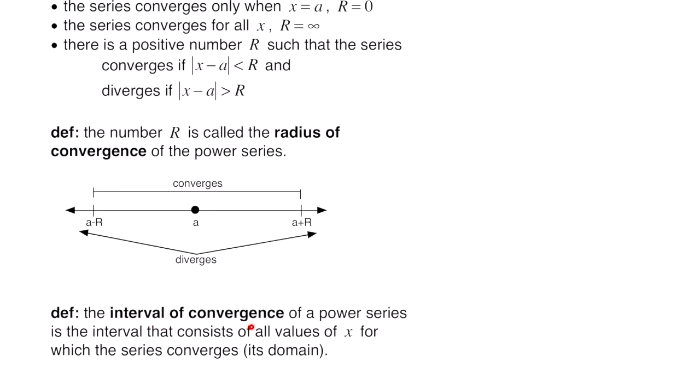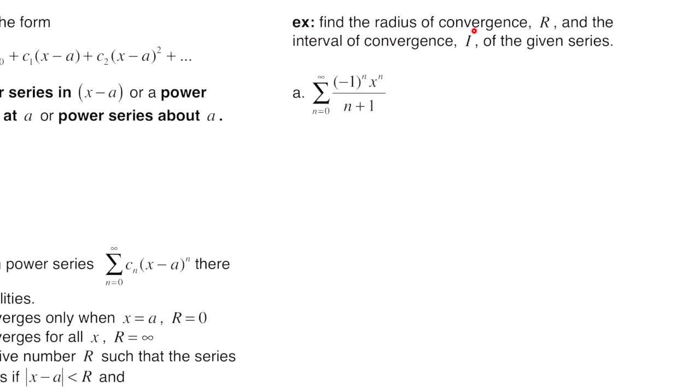And that leads us into this last definition. The interval of convergence of a power series is the interval that consists of all values of x for which the series converges, or its domain. This example says find the radius of convergence, r, and the interval of convergence, I, of the given series.